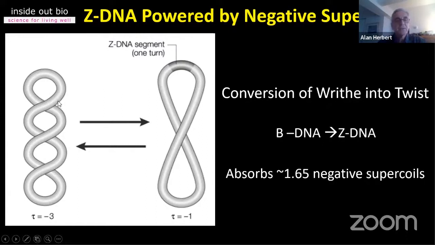So the energy of the supercoiling provides energy to stabilize the Z-DNA conformation. And what's kind of interesting, and you'll see why in a short time, is that it takes about 1.65 negative supercoils to flip this B-DNA into Z-DNA. About 1.6 of that is the actual difference in the helical parameters of B-DNA and Z-DNA. But you also have to allow for the fact that there have to be BZ junctions, the junction between left-handed and right-handed DNA, that cause some unwinding as well.